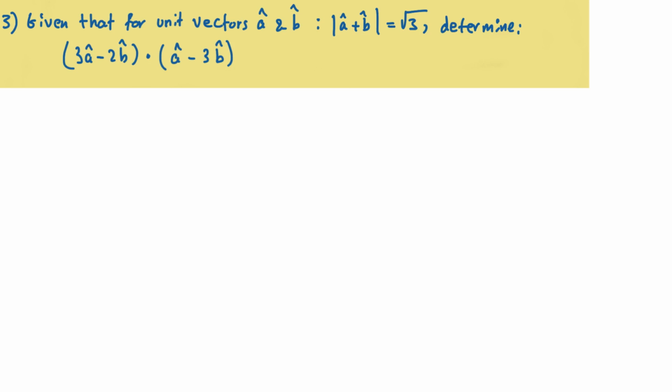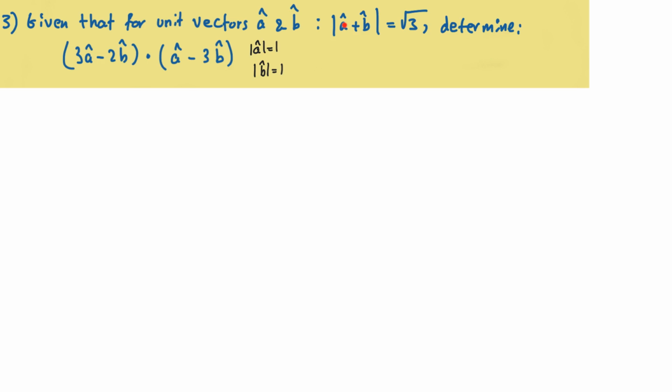Okay, for the next question, we are given unit vectors A and B, so we know the magnitude of A is 1 and the magnitude of B is 1, because they're unit vectors. By definition, unit vectors have direction, but their magnitude is 1. We don't know what the angle between them is, but we just know their magnitudes are 1.